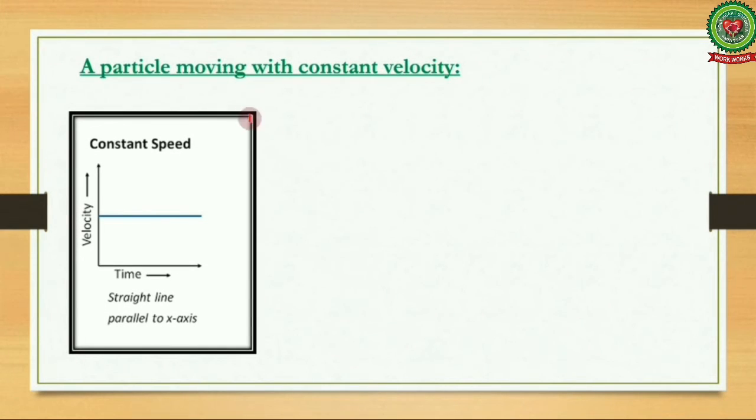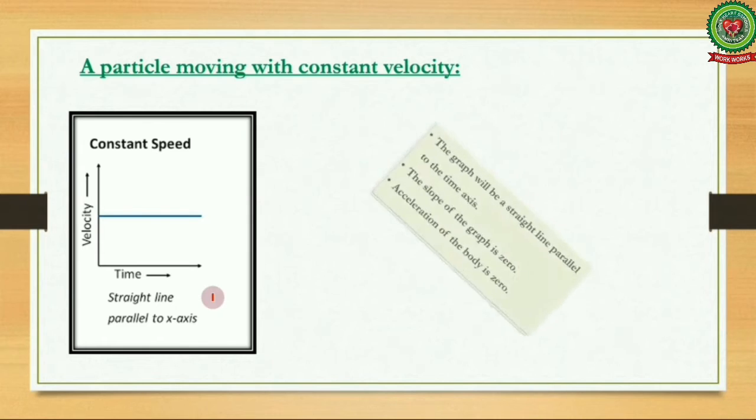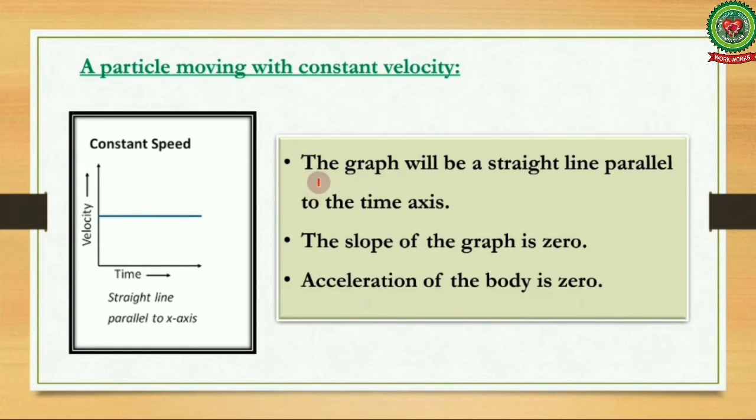The first graph is for a particle moving with constant velocity. So here is the graph for the particle which is moving with constant velocity. You can observe that the graph will be a straight line parallel to the time axis. So this graph is parallel to this time axis. The slope of the graph is again 0. Therefore, the acceleration of the body is also 0.